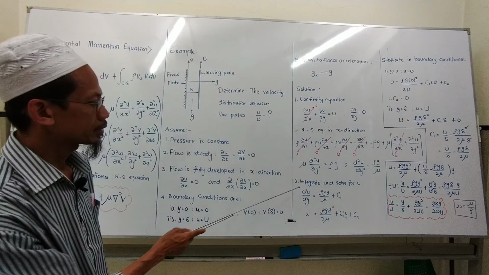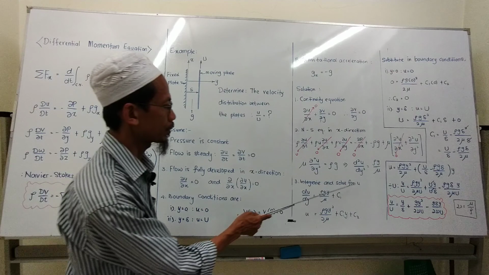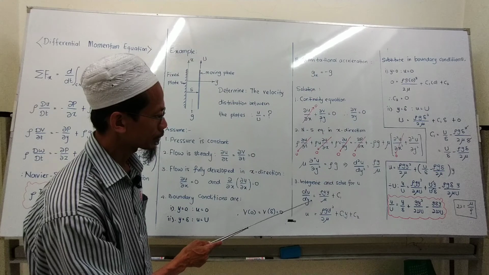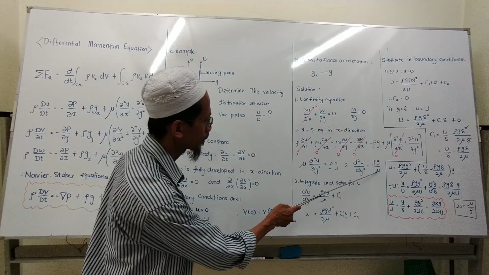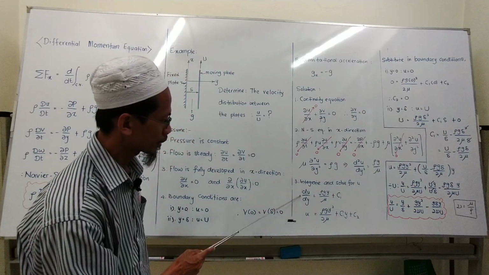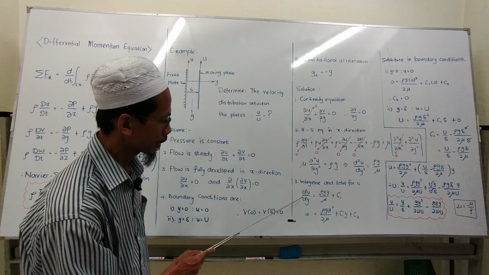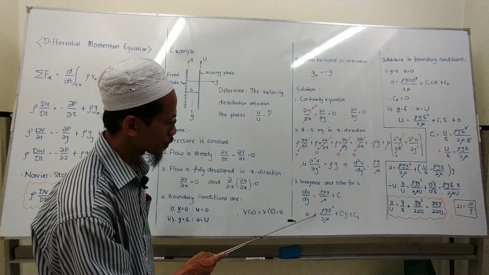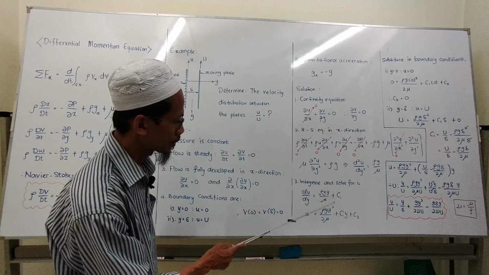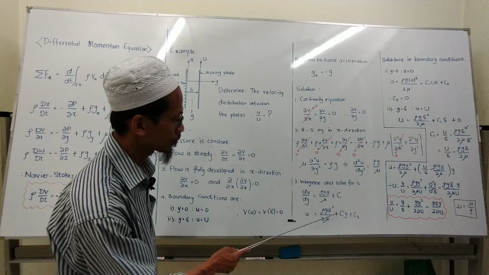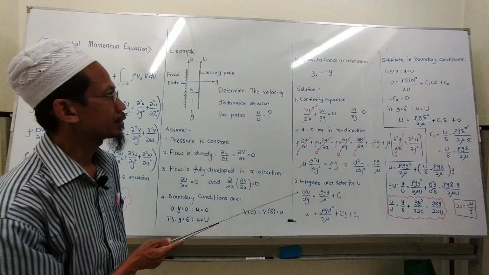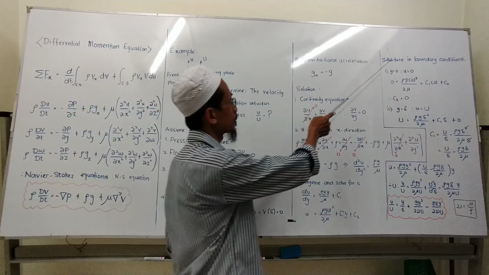And then third, integrate and solve for u. Integrate first: du/dy equals ρgy over μ plus constant c1. And then integrate one more time, so integrating du/dy you get u equals ρg y² over 2μ plus c1 y plus c2, a constant. And then fourth, we substitute in the boundary conditions.